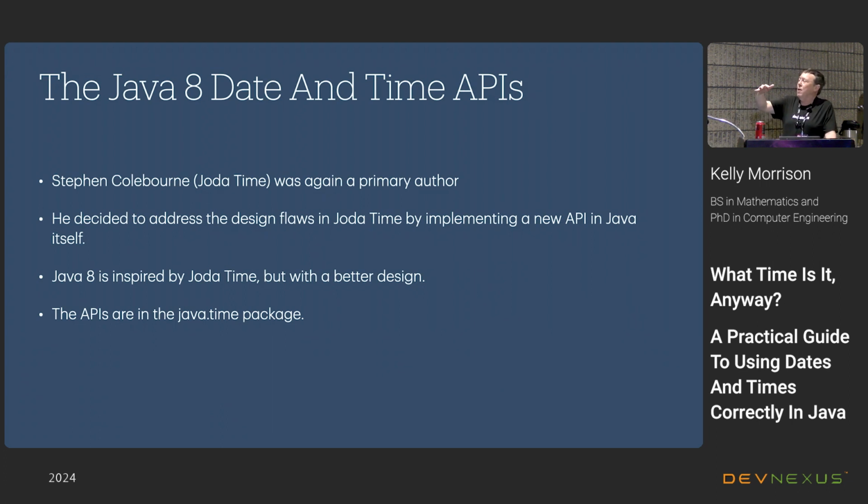They looked at Joda-Time, saw what it did well, saw what it didn't, and then they wrote a new Joda-style API for Java dates and times. So it's inspired by it. It's got a better design, but it's not the same thing. And they actually put the APIs in java.time, that package. In the original version of Java, dates and times were so unimportant they just jammed them in utils. So it didn't even have its own package. It does now.